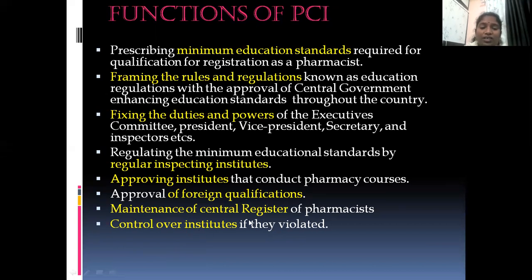And maintenance of the central register of the pharmacist. So one register they will maintain. This register contains the names of the pharmacists who are qualified from the courses. Their names will be entered in this register. After registering, it will be entered into the PCI central register that will be maintained by the PCI only. And control over the institutes: if they violate the rules, they will be punished by the law.